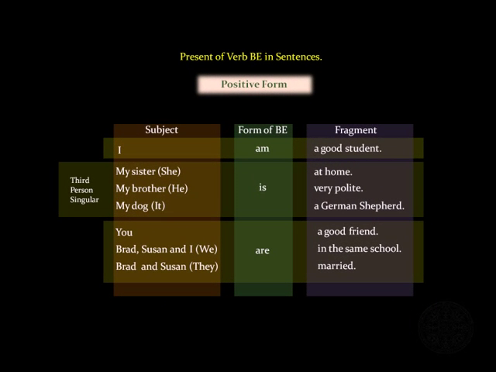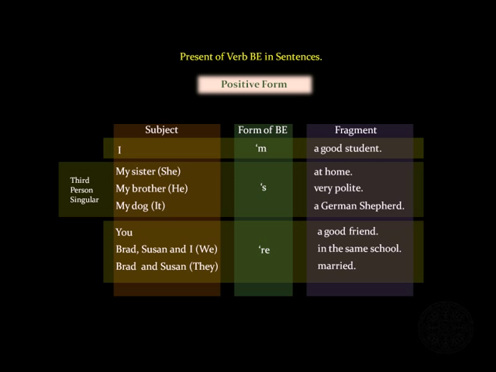One final thought. Try to use contractions when you speak. When you contract the verb be in a positive form, I am becomes I'm. My sister is becomes my sister's. My brother is becomes my brother's. My dog is becomes my dog's. You are becomes you're. Brad, Susan, and I are becomes Brad, Susan, and I're. Brad and Susan are becomes Brad and Susan're.